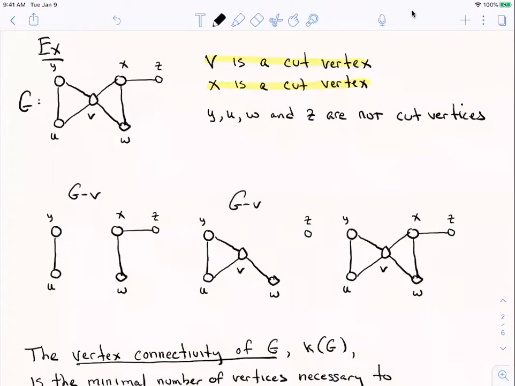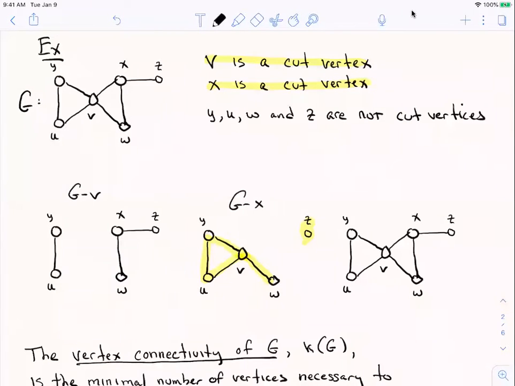This isolated Z over here is one of the components. It has no edges. That's okay. The other component is this 3 cycle with an edge stuck on it. Sorry, that's G minus X. G minus X is the graph I've drawn there.